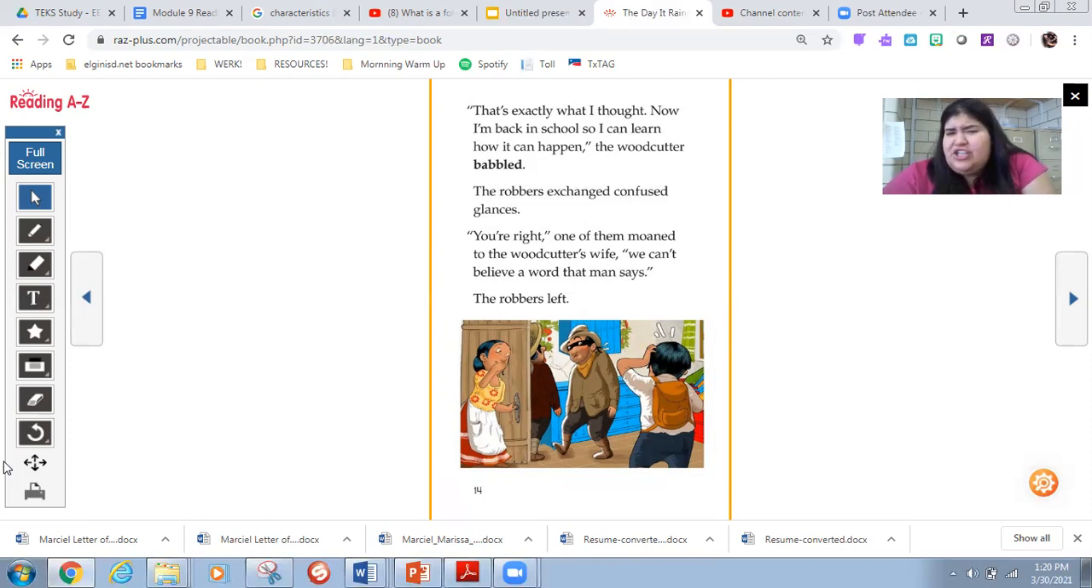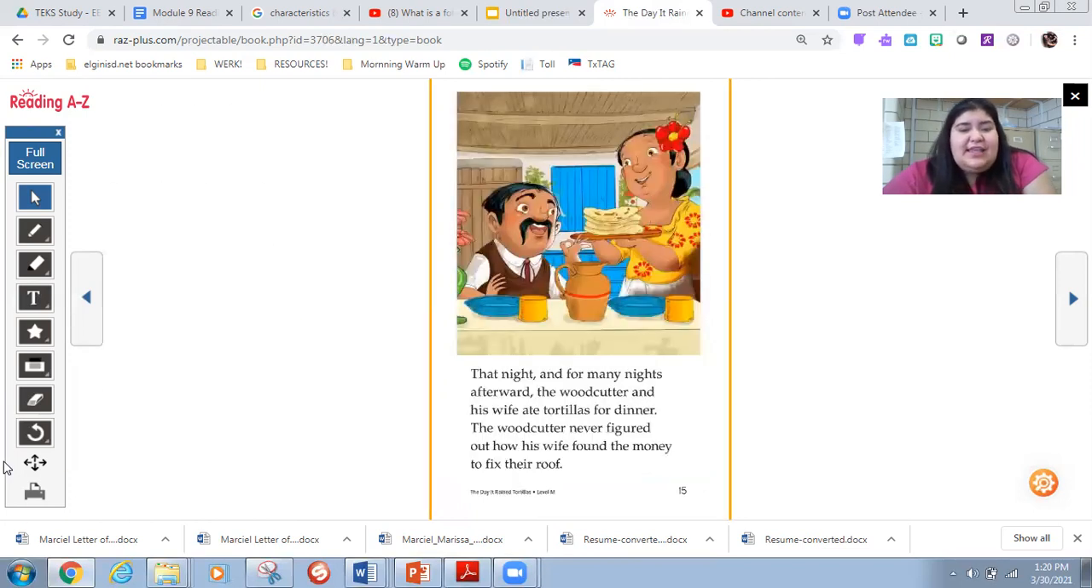The robbers exchanged confused glances. "You're right," one of them moaned to the woodcutter's wife. "We can't believe a word this man says." And the robbers left. That night and for many nights afterward, the woodcutter and his wife ate tortillas for dinner. The woodcutter never figured out how his wife found the money to fix the roof.